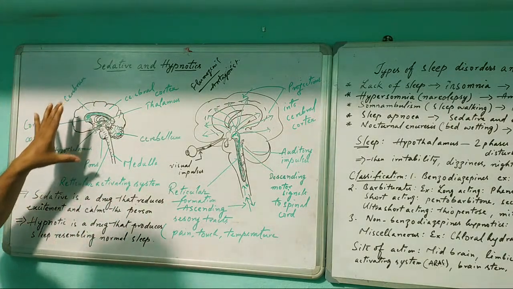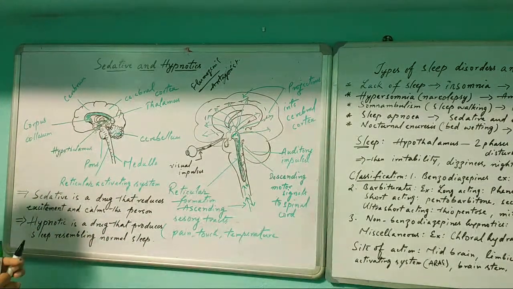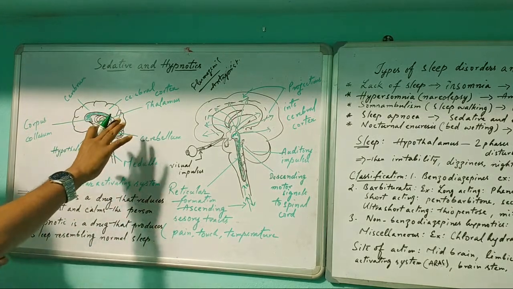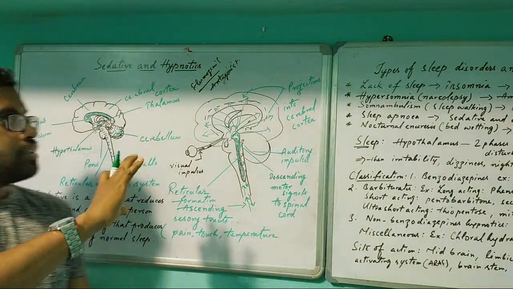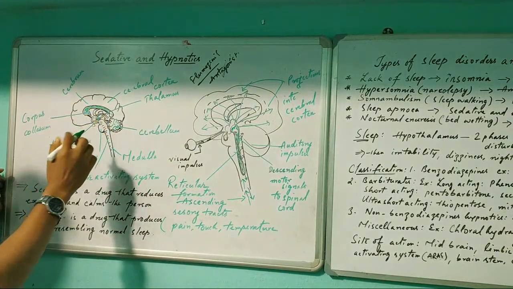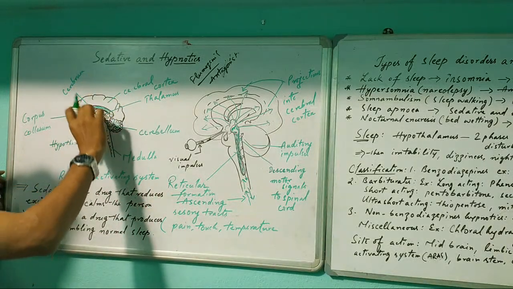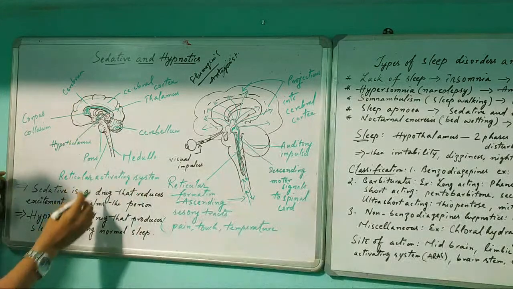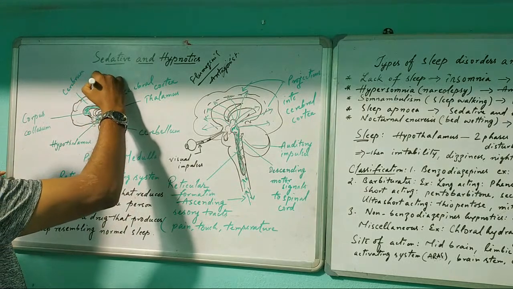Here you can see that two diagrams are on the board. The first one, both are brain diagrams. First you should know this, because it is related to CNS drugs and the pharmacology of CNS. So you have to know about brain parts. What are the important brain parts? This is the cerebrum, this entire part. The outer part is gray matter.